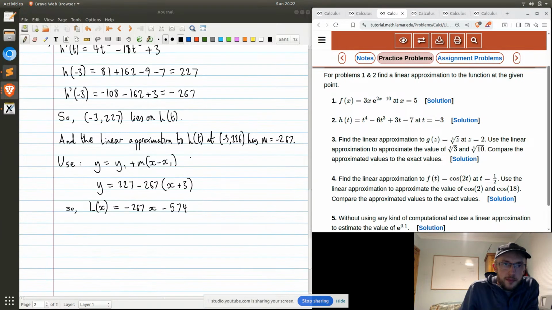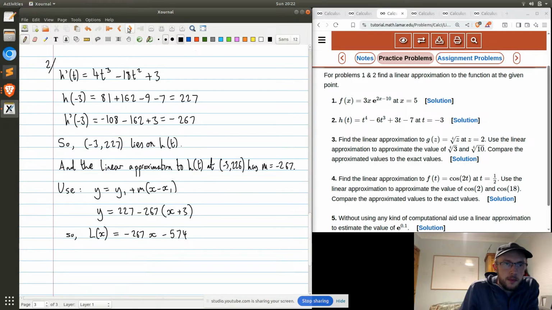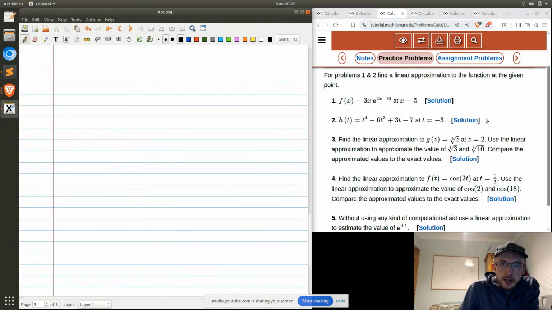Now, find the linear approximation to g of z, which is the 4th root of z, at z equals 2. Use the linear approximation to approximate the value of the 4th root of 3 and the 4th root of 10, and compare the approximated values to the exact values. All right.